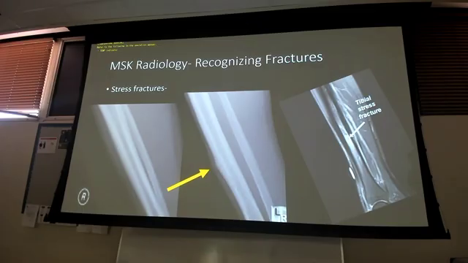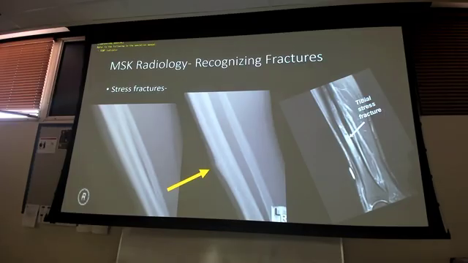But look what happens on the MRI. Look at all of the increased signal. This is all inflammation in that bone area from the stress fracture. This is what's causing all their pain. So this is why MRI is our study of choice, because it'll pop that up and show that, oh, you have a stress fracture in that area.